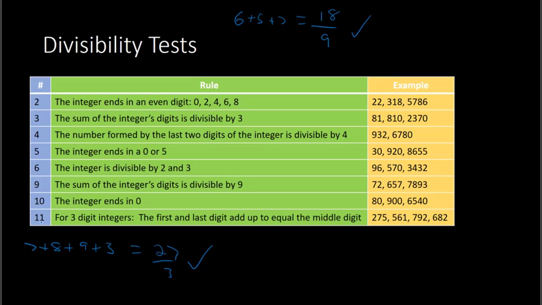Number 11, if you're dividing by 11, this one you can sometimes pick up on, sometimes cannot. But with 3-digit numbers, if you notice that the first and last number add up to be the middle number, then you can divide by 11. So like the 2 and the 5 add up to be 7, so therefore 275 can be divided by 11. Same thing with 561, 5 plus 1 gives me 6, which is the middle number. 792, 7 plus 2 is 9, which is the middle number. And 682, 6 plus 2 is 8, which equals the middle number. Therefore, you can divide the entire thing by 11.